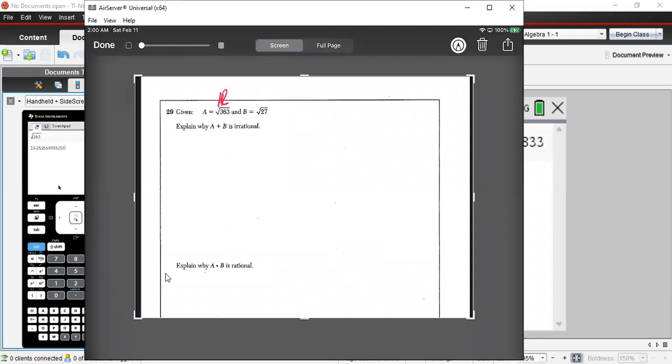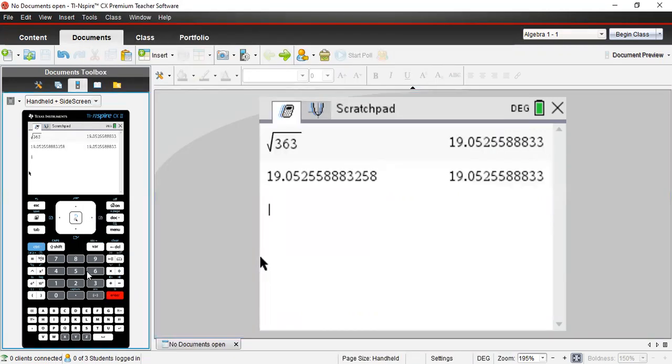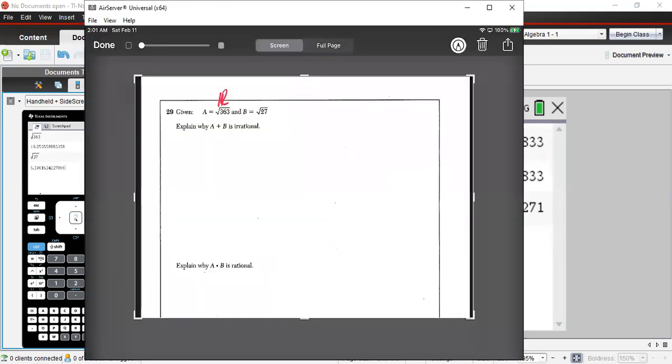And now I'm going to do the same thing for the next one. Press enter. I'm going to do the square root of 27. So square root of 27, press enter. And again, if I look at this answer, you can see it has more digits, but there's no pattern. So this is a long decimal that goes on forever, and it doesn't have any patterns. So this too is irrational, and that's what I would say.